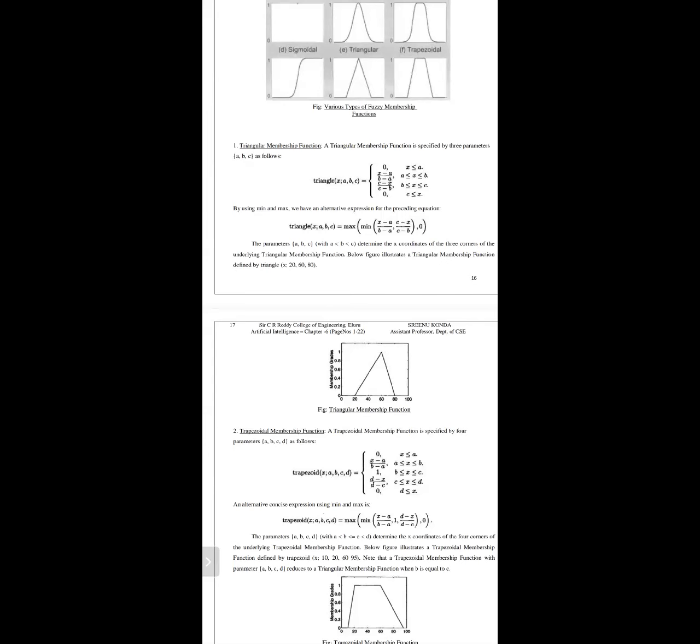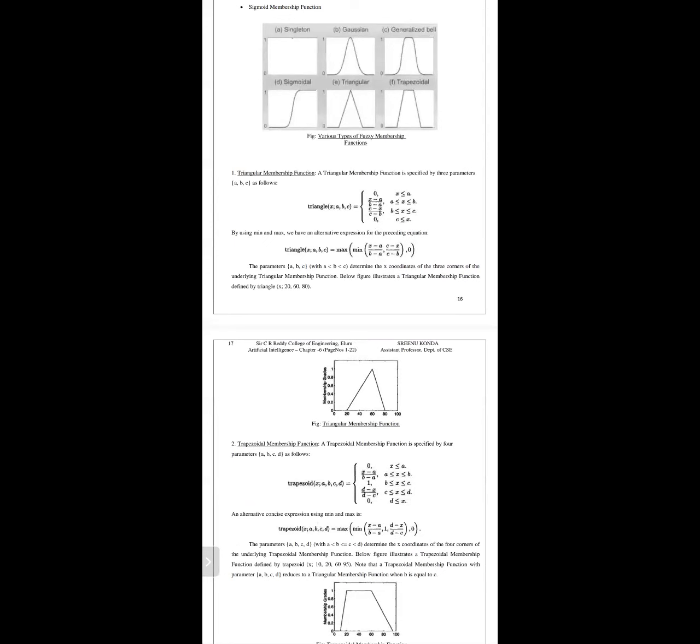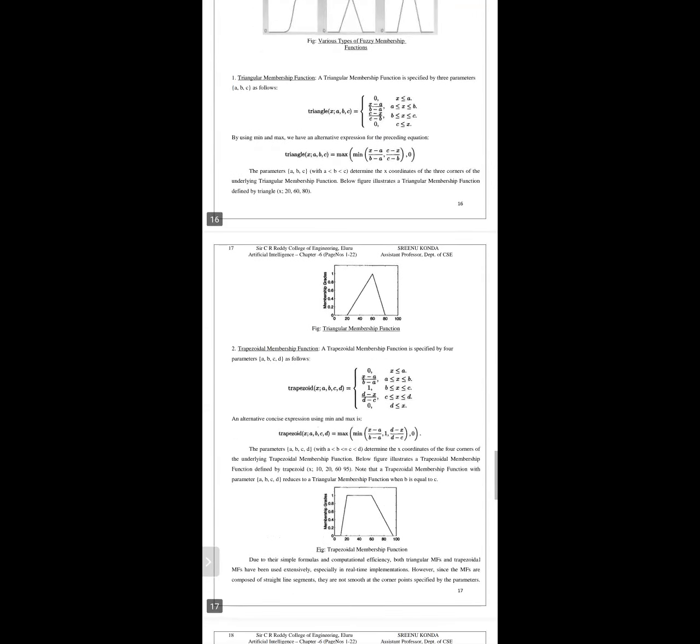Okay, so this is the formula for the trapezoidal membership function. And next, by using min and max, we can define the above formula as trapezoid of x, a, b, c, d equals max of min of x minus a by b minus a, comma 1, comma d minus x by d minus c, comma 0. So here we have four parameters, a, b, c, d, with a less than b less than or equal to c less than d. They determine the x coordinates of the four corners of the underlying trapezoidal membership function. So by the below figure, we can define the trapezoidal membership function like this.